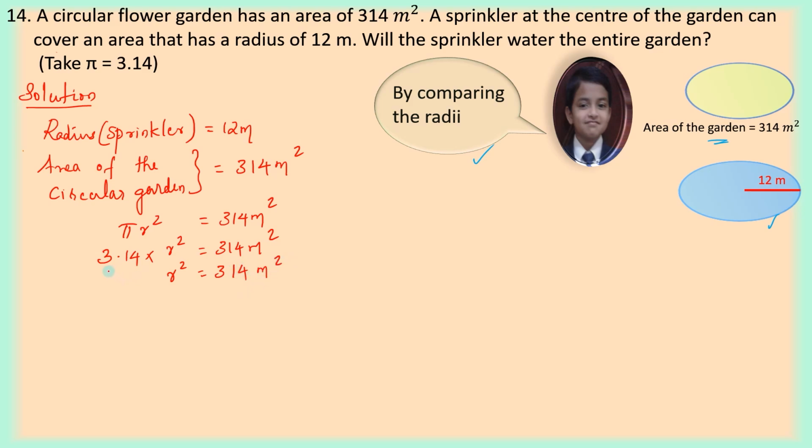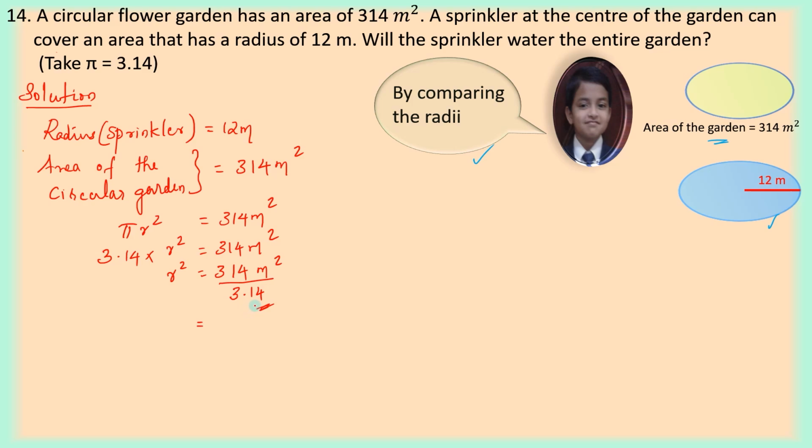Next we have to transpose 3.14 to RHS. Since here it is a multiplication, in the right hand side it will be in the denominator. So 314 meters square divided by 3.14. Now we have to divide 314 by 3.14. For doing this division, in the denominator, since it is a decimal number, we have to convert this to a whole number.